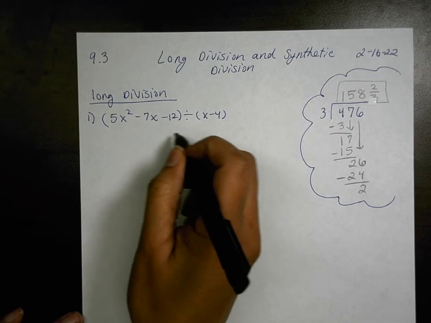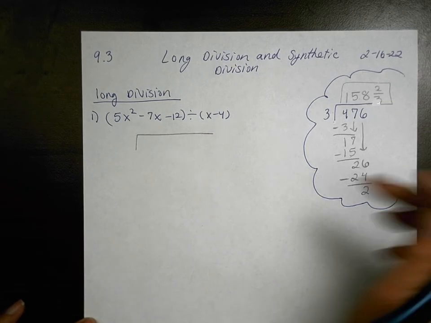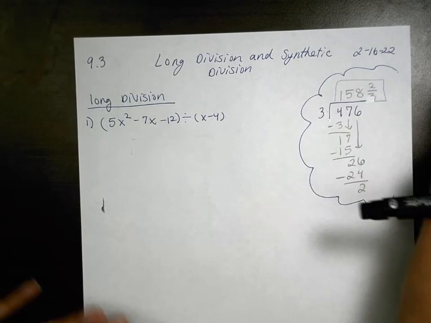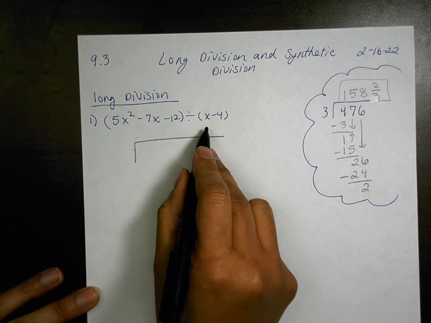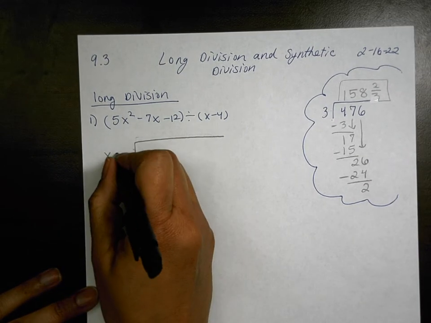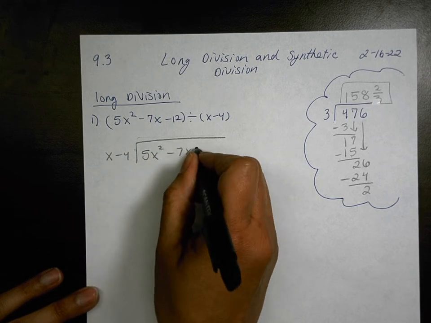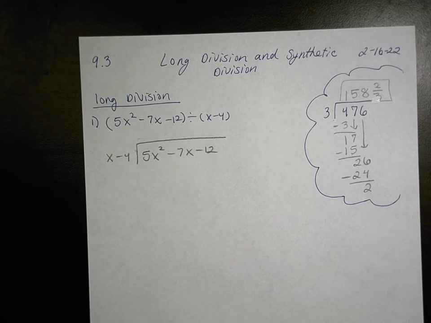And then I'm going to set up division, and I'm going to move that just a smidge lower. The x minus 4 goes on the outside. 5x squared minus 7x minus 12 goes on the inside. Okay, are you ready?